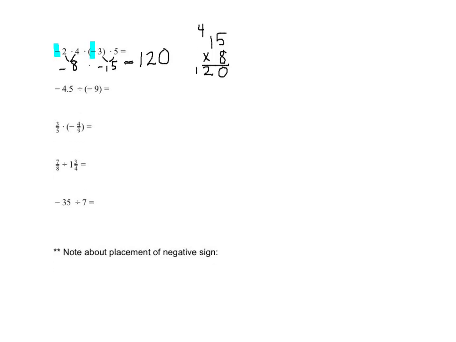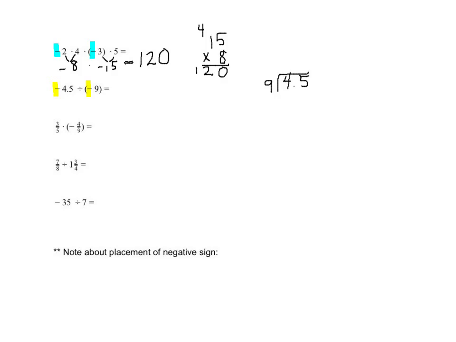Alright, let's look at this next one. Negative 4.5 divided by negative 9. Again, let's highlight those negatives. We have 1, 2. So our answer is going to be positive. I think for this one it's helpful to go ahead and rewrite it like a long division problem. So let's go ahead and write 9 going into 4.5.